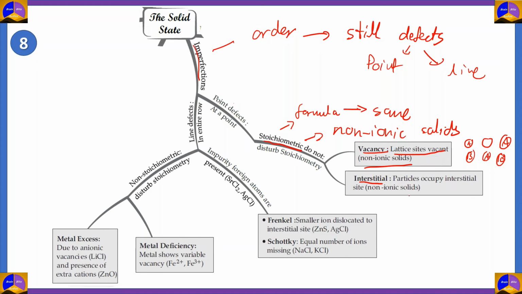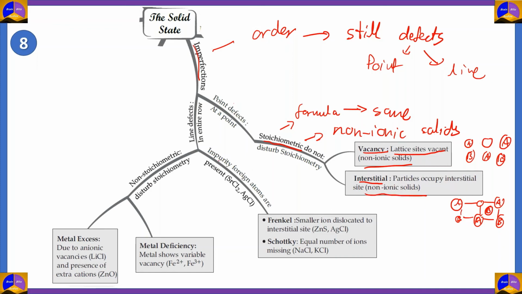The next kind is interstitial defect. So the particles which are already present, now they start to occupy the interstitial site. So suppose we have A, B, then A, this is blank, A, and B. So the particle is not missing, it is present here. It is present at the interstitial site. It hasn't gone anywhere. However, it's not in its particular position either. So there is a defect, which is known as the interstitial defect. Again, this only happens in non-ionic solids.